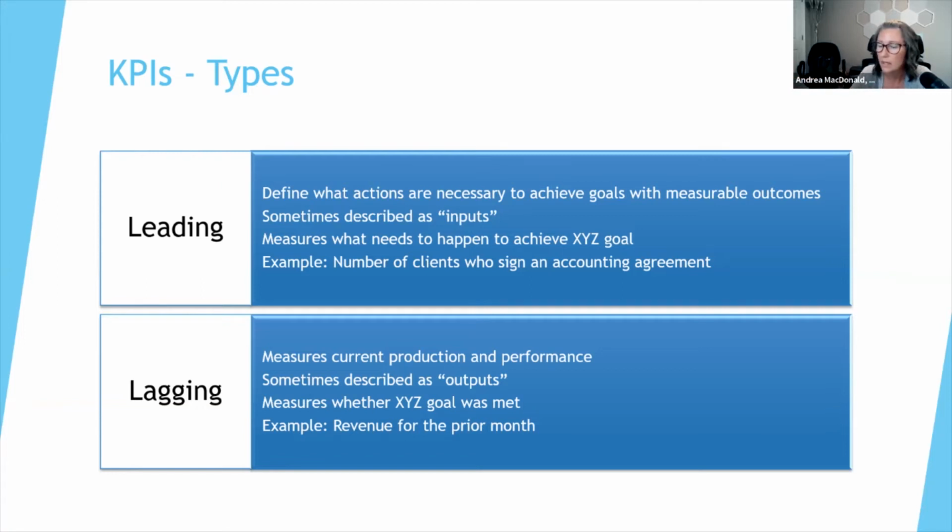Lagging indicators, like the example I use with tax preparation, report what already happened. So it measures current performance in production, sometimes described as outputs. For example, how much revenue was earned last month? That's a lagging indicator because it's reporting something that already took place. A leading indicator along those same lines would be how much revenue do we need to earn next month to hit our goal? So that's the difference between leading and lagging.